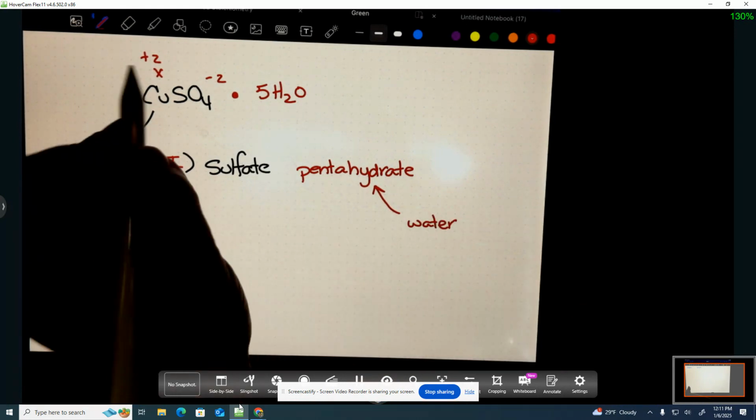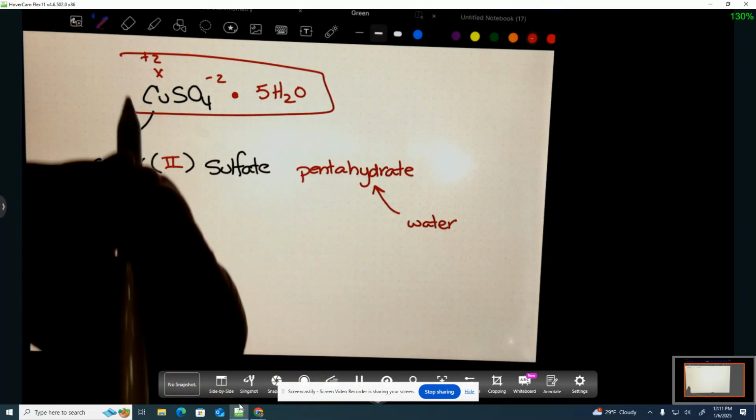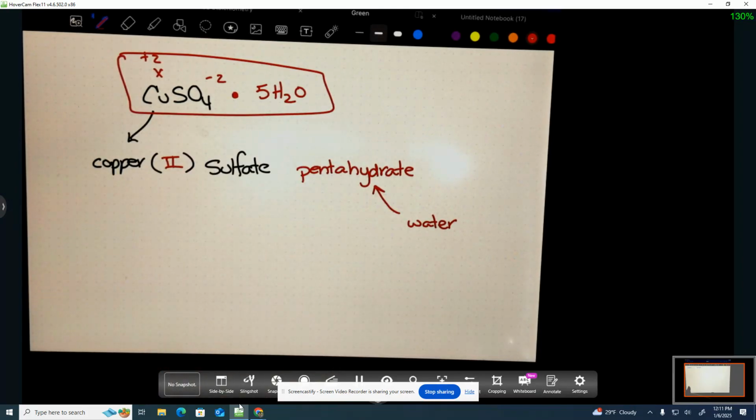So this formula, CuSO4·5H2O, means copper 2 sulfate pentahydrate, 5 waters. Okay, now I get to draw it. God, I don't miss this. Copper 2 sulfate pentahydrate.